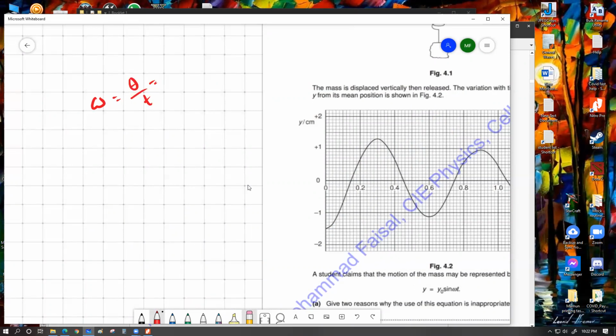I'll make it easy. When theta becomes 2 pi, what does t become? Time period. Alternately, omega can also be written as 2 pi f.